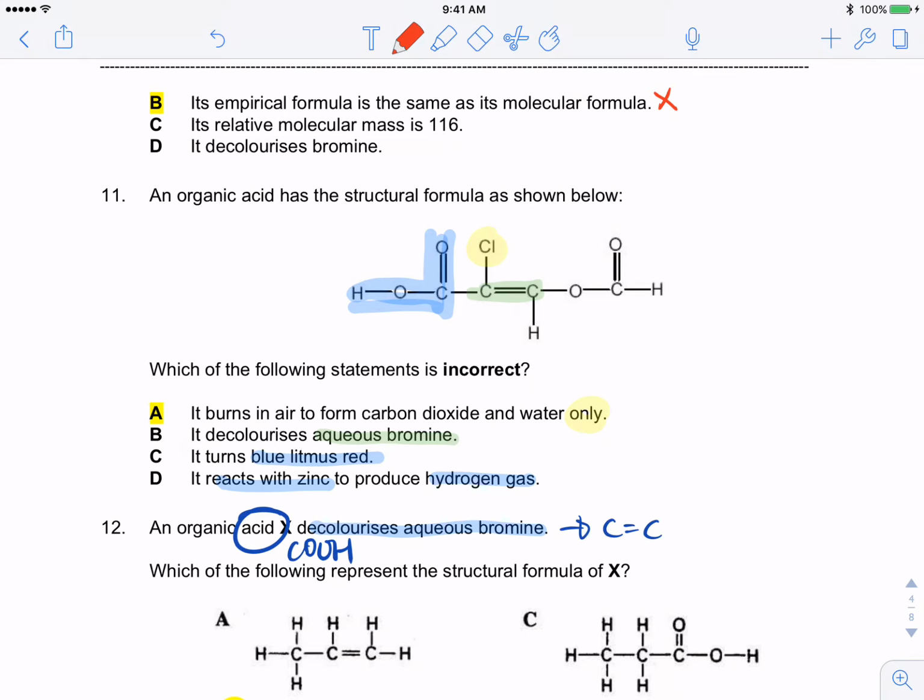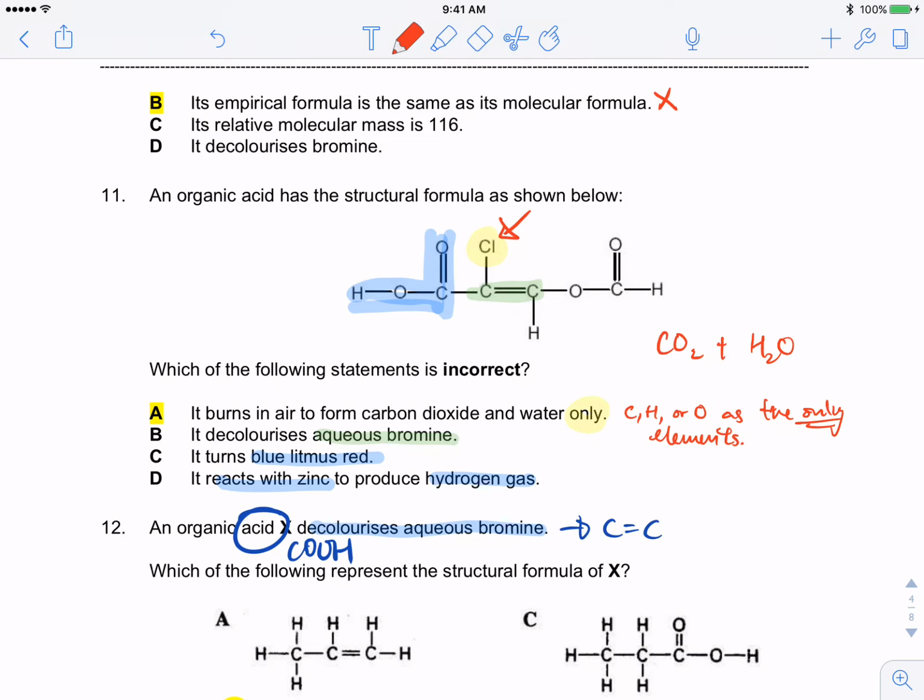Okay, which of the following statements is incorrect? Burns in air to form carbon dioxide and water only. This is false because to form carbon dioxide and water only, I need to have C, H, or O as the only elements. Right? Because the products are CO2 and H2O, there are only these 3 elements. But here we have chlorine as well. So that will be one of the products formed, so it will not be just carbon dioxide and water.